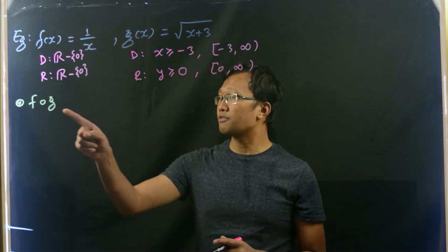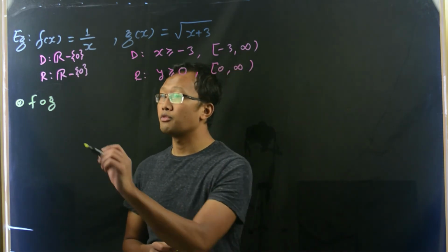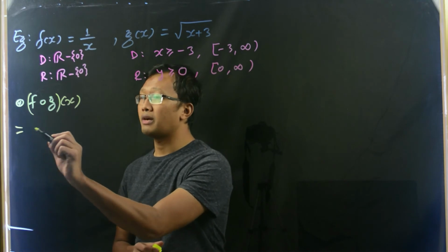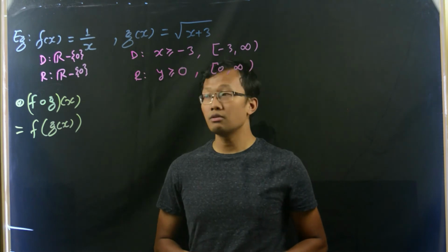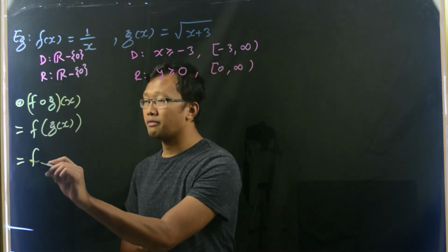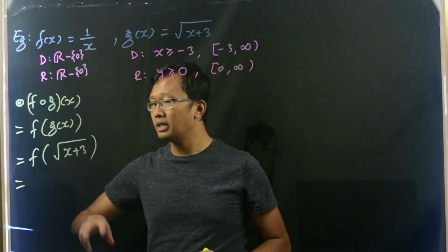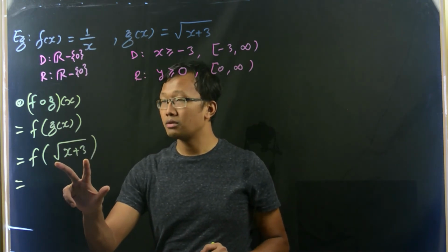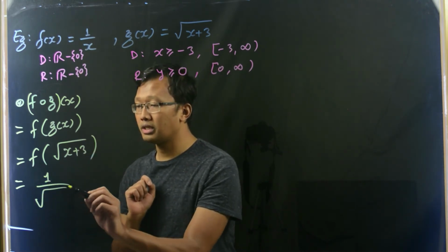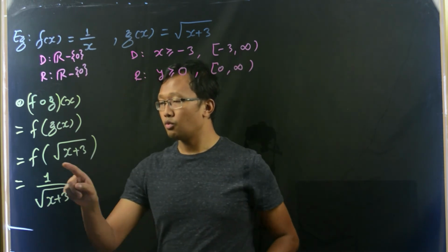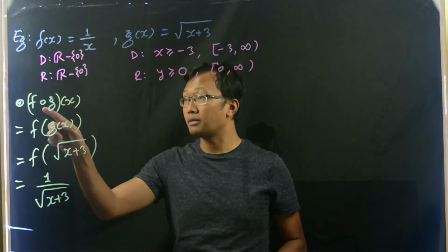So that's all. Now let us find f of g, this composition. So let us find f of g of x. g of x is treated as a value by function f. So f of g of x would be root under x plus 3 inside f. Finally, let me plug in this value inside here. So that becomes 1 over root x plus 3. So 1 over root x plus 3 is our function that we got from the composition f of g.